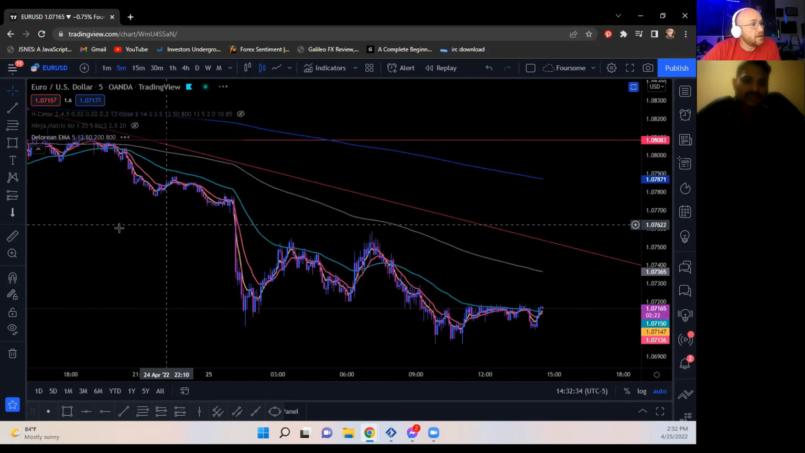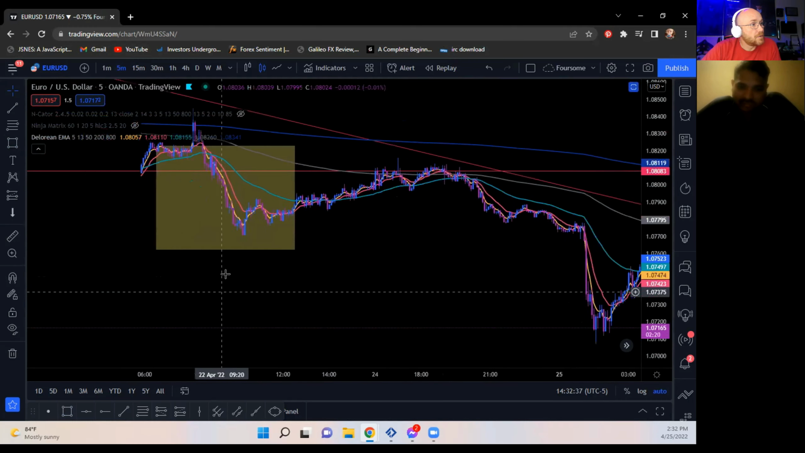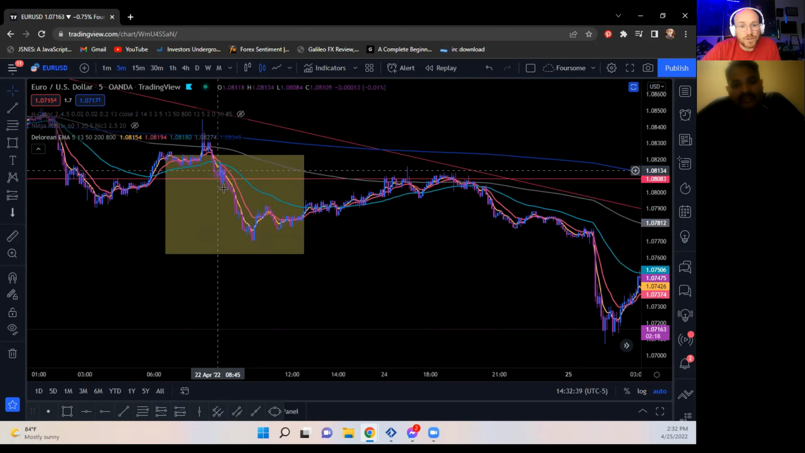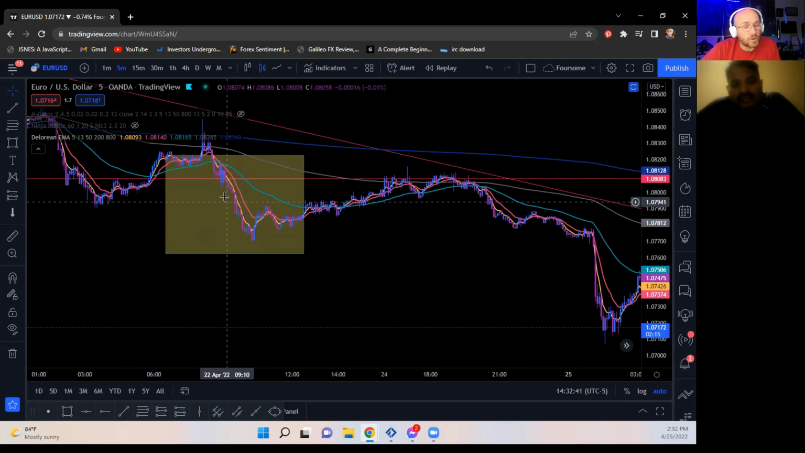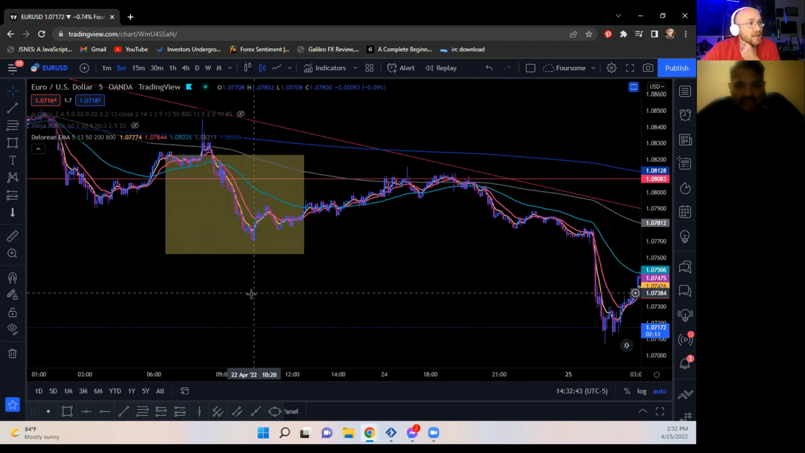Everything is just amplified on the 5-minute chart. It looks the same. You can just see it a lot better. You're going to control your losses this way, okay? And we're going to scalp like this.